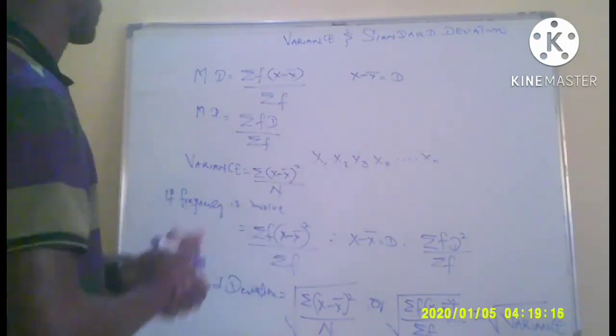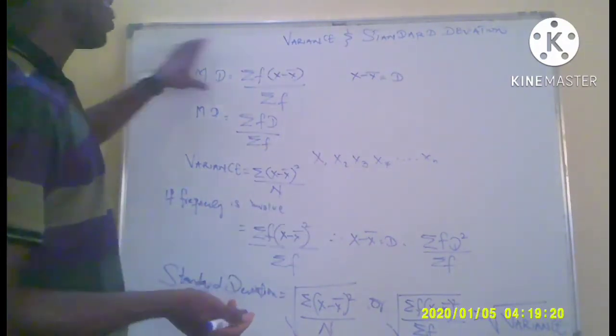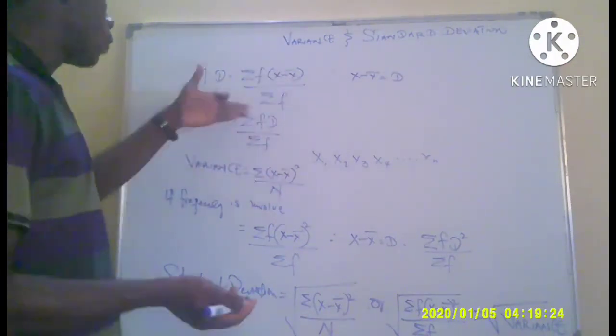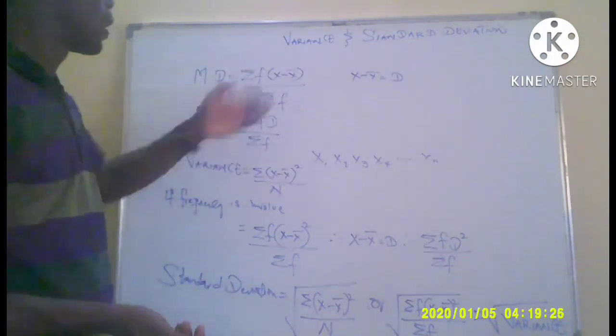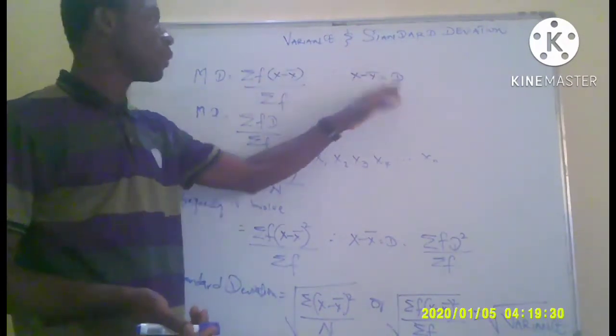So that's just it. The first thing is to know your mean deviation. The mean deviation is the sum of the frequency and the deviation, all over the frequency. Note that the deviation is x minus the mean. The deviation from the true mean gives us the d.